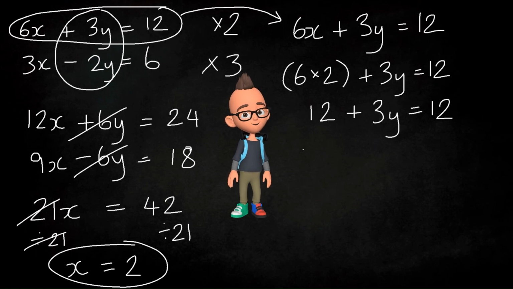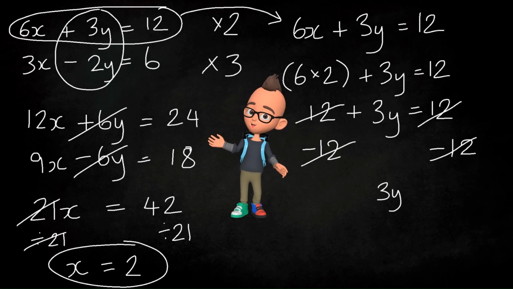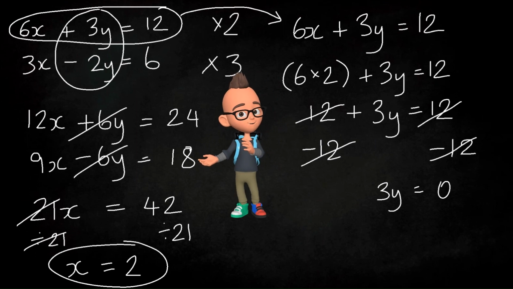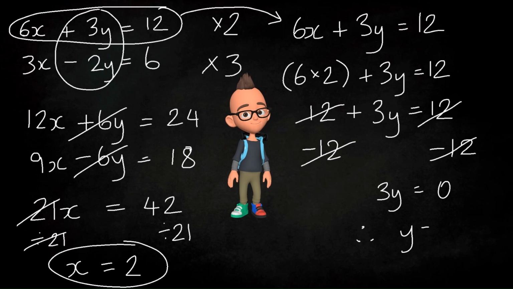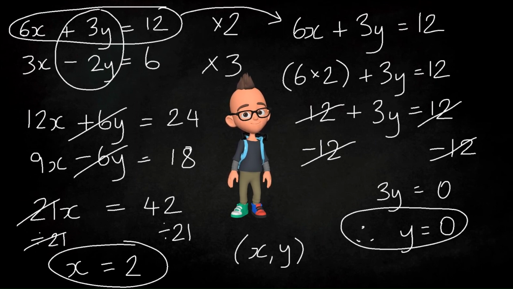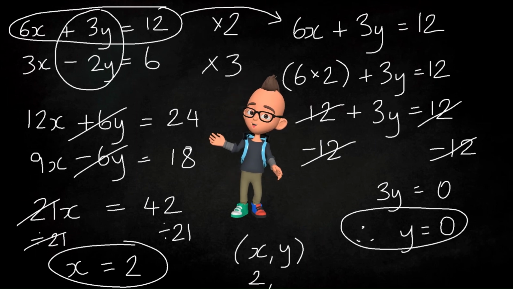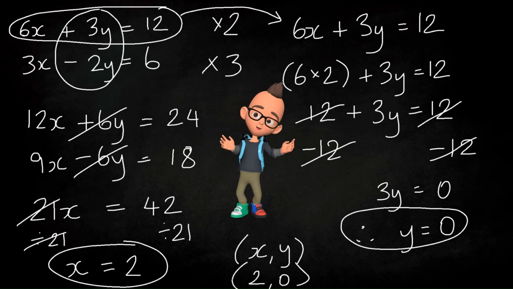Then I take away 12 from both sides. I get 3y equals 0. Therefore, y must be equal to 0. Finally, I have my solution to the system as 2 and 0.